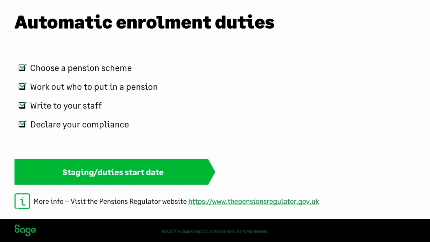The initial duties that you had were to choose a qualifying pension scheme, work out which of your staff need to go into that pension, put them into the pension and then write to your staff, and then declare your compliance by registering with the pensions regulator. I would imagine that everyone here has completed those initial duties, unless perhaps you're a brand new employer taking on your first staff, and this is what you would start out by doing.